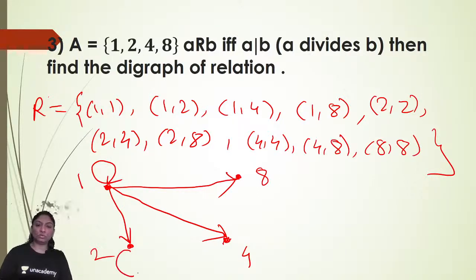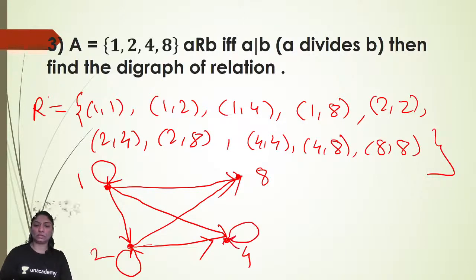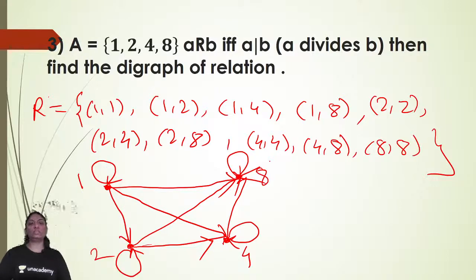2 related to 2 like this. Related to 4 like this. Okay? Then related to 8 like this. 4 related to 4 like this. 4 related to 8 like this. And 8 related to 8 like this. Right? This is your digraph of the relation R. Now next.